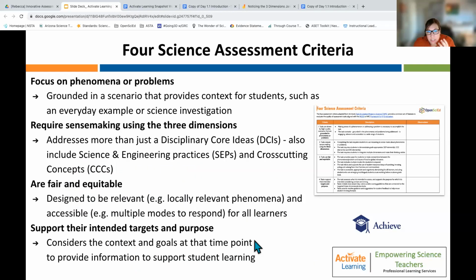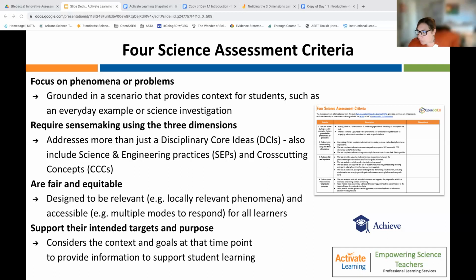Let's go through the criteria pretty briefly now that you had a chance. If we look at criteria 1, we're really focusing on phenomena or problems, right? And those are really about that scenario, starting with the stimulus or scenario, which usually has 2 or more modalities. Text plus an image, text plus a graph, text plus a data table. So the scenario begins the assessment. That's the beginning part that sets the context and is the story through which they're going to be figuring things out.